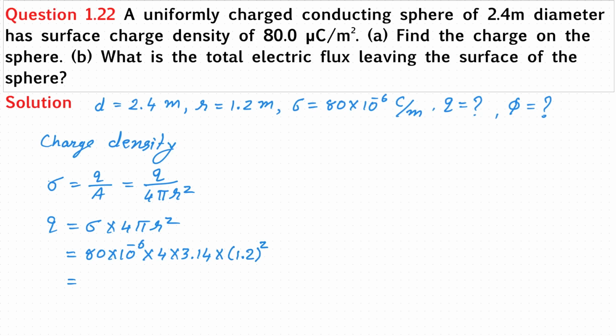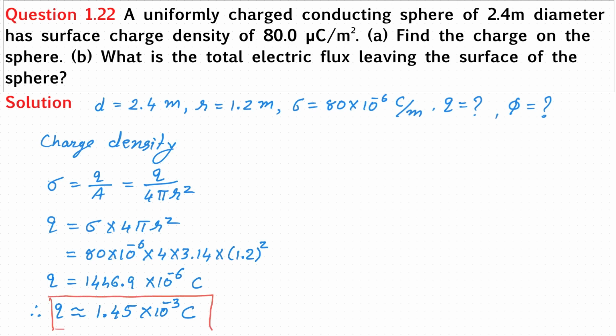Now solving all this, we will get 1446.9 × 10^-6, this much coulomb. And after rounding off, I can write this Q nearly equal to 1.45 × 10^-3 coulomb. So here is our first answer, that is the charge Q. Now let us find out flux.